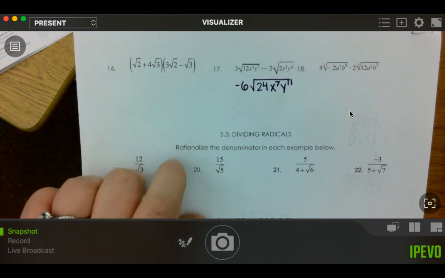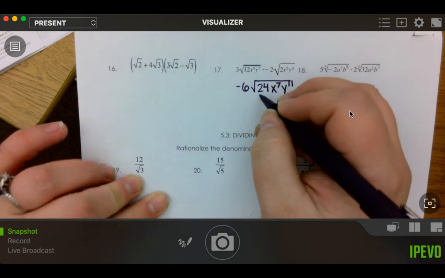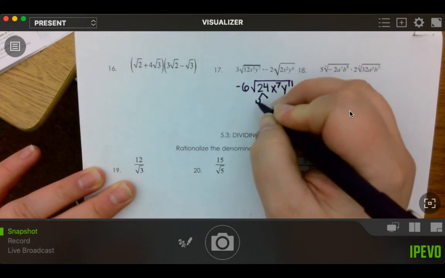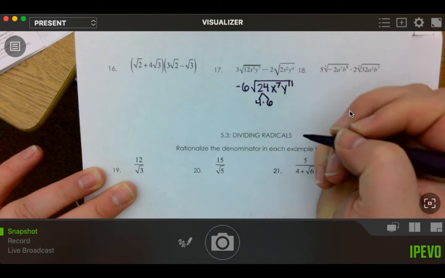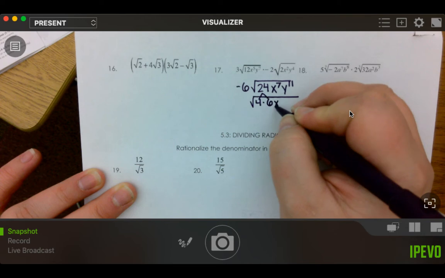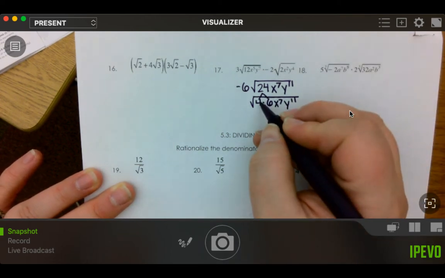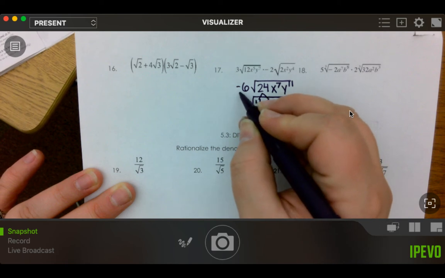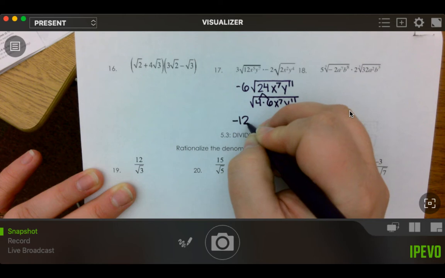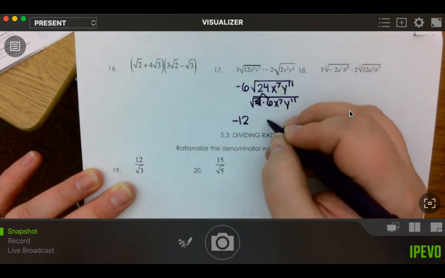And then we have to simplify this. So I need two numbers that multiply to 24, but I want one of them to be a perfect square. So that's going to be 4 times 6. 4 is a perfect square. And then the square root of 4 is 2, which is going to multiply by the -6 that's already out there. And -6 times 2 is -12. And now only the 6 is left underneath.